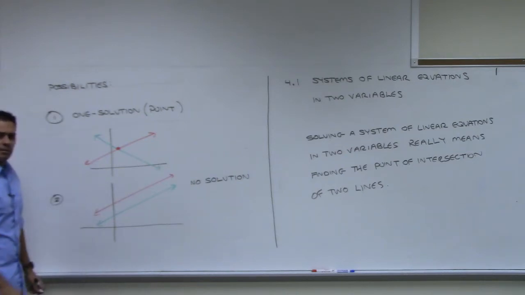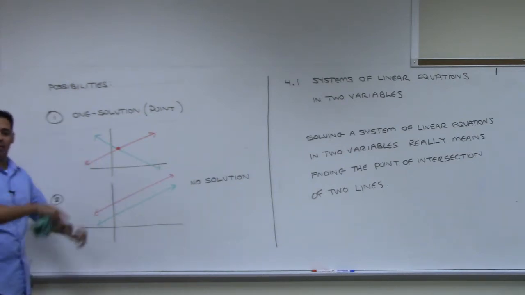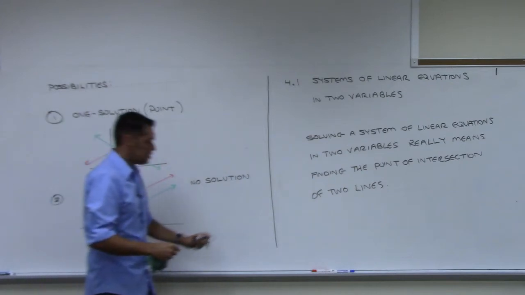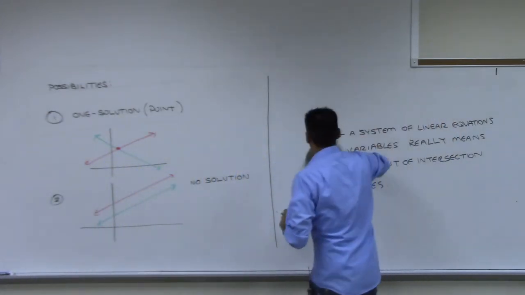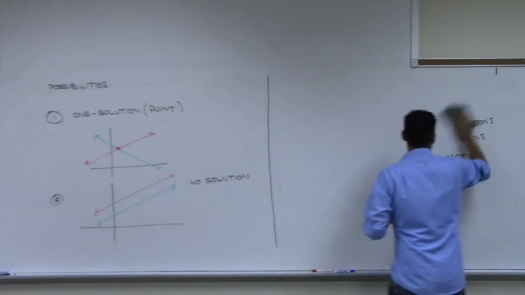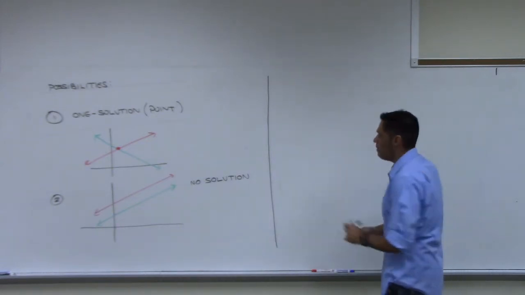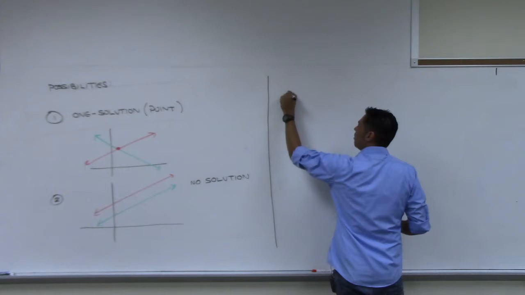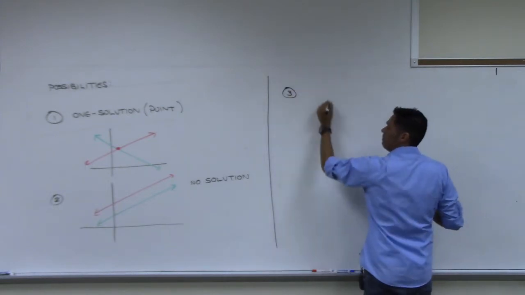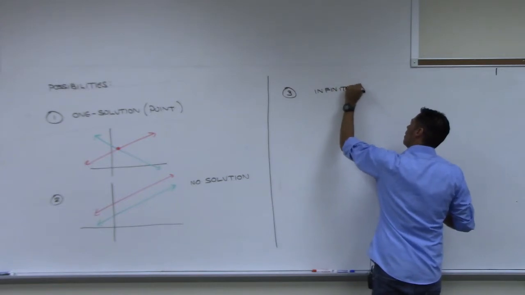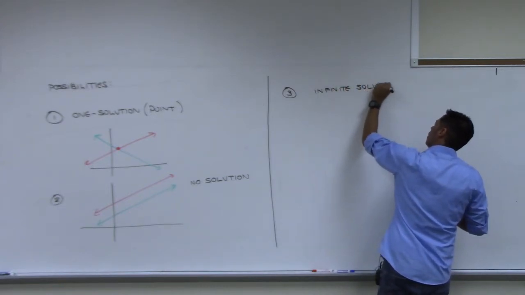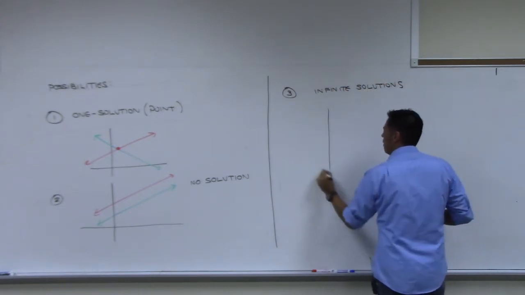And what if it's one line right on top of the other one? What if my two lines are actually the same line? Now this doesn't happen very often, but it is a possibility. And I can give you an example, but I don't think I will because it's not really relevant to this class. No solution, infinite solutions. Okay, that would be this scenario.